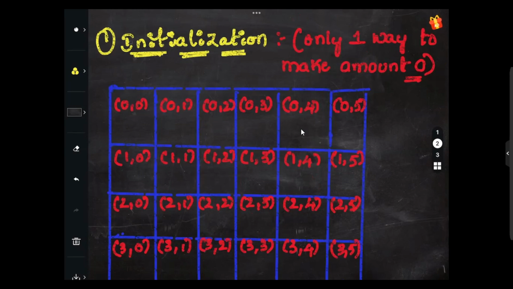So let's come to the initialization part. Initially, we will create a 2D DP table as we have discussed first. This will be DP of i,j, right? We are creating a DP table. DP of i,j represents the number of ways to make j amount using the first i coins. Just keep this in mind.